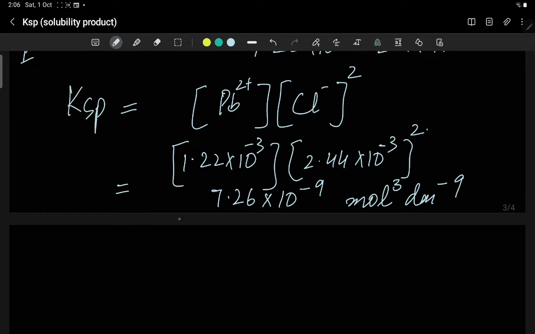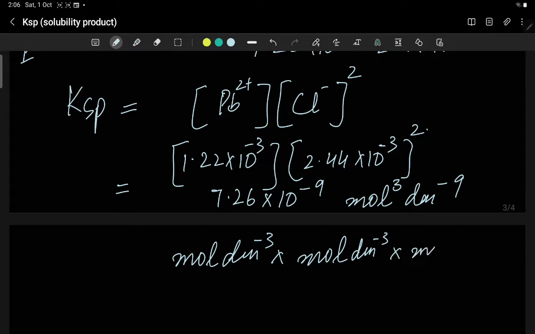The unit of Ksp can be derived like this: Pb mole dm inverse cube, this is square, mole dm inverse cube into mole dm inverse cube. So the unit will be mole cube dm inverse 9.